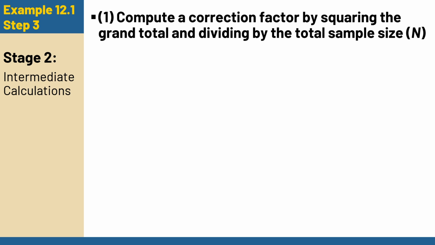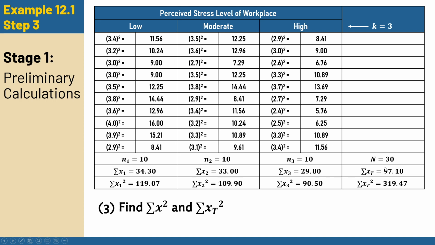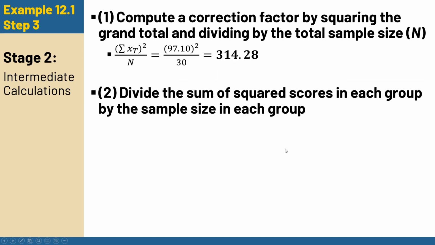Now let's do our intermediate calculations. First, compute a correction factor by squaring the grand total and dividing by the total sample size. So we'll go to the grand total, sigma x_T, and we'll square that. So now we are going to square the individual value, because we're going to square this value. And then we're going to divide it by n, and we'll get this value.